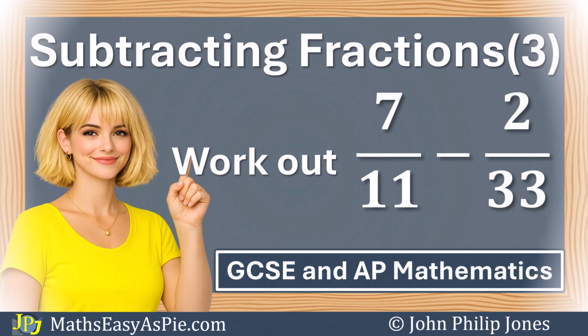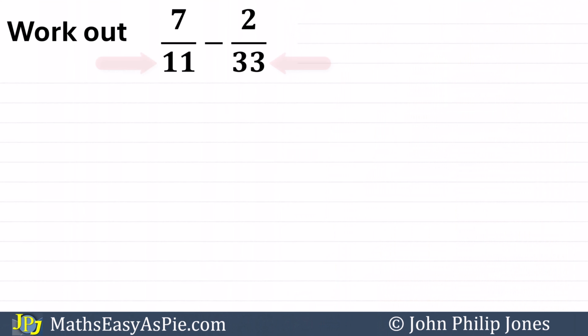In this example, we're being asked to work out 7/11 minus 2/33. Let's go on to the next slide to look at the solution to this. 11 and 33 will divide into 33, so we make this the denominator.